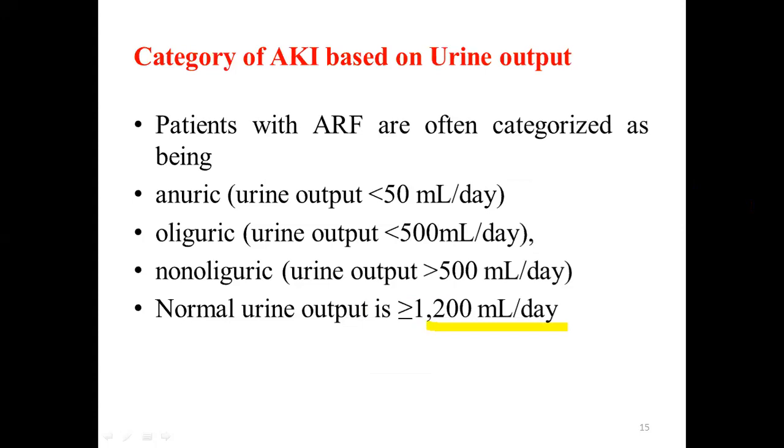When you say a patient has anuria, there is no urine formation. By the way, that does not mean there is a complete absence of urine production by the kidney, but the amount of urine produced per day is very minimal, less than 50 ml per day.